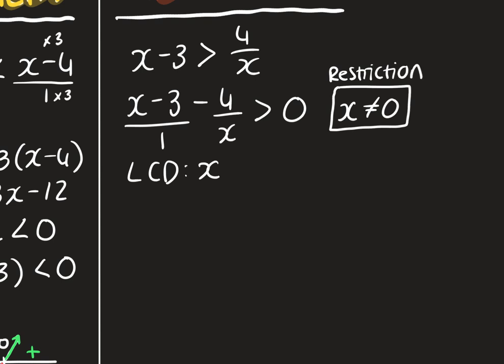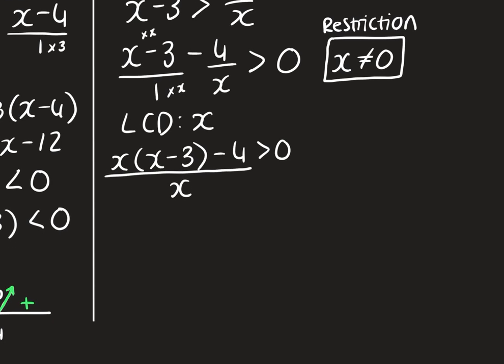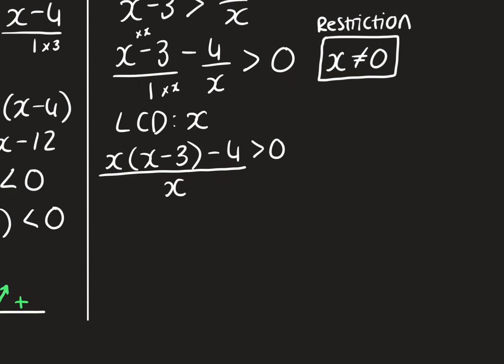So now LCD is x. So let's go ahead and times this by x, times this by x. So we've got x, open bracket, x minus 3, minus 4, greater than 0. Notice how my LCD is not falling away. That's the difference. In inequalities, we can't just get rid of our LCD after we've applied it. We have to keep it there because that is also going to act as one of our critical values on our number line. So we've now got x squared minus 3x minus 4, all over x, is greater than 0.